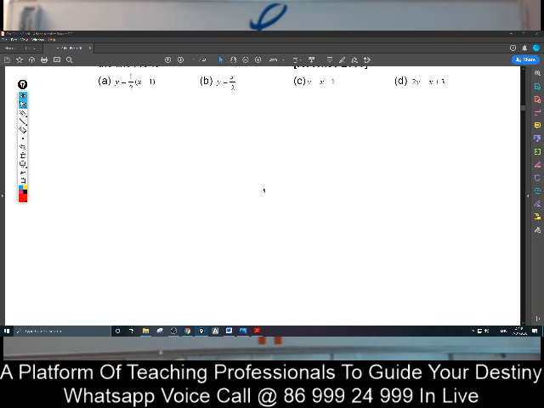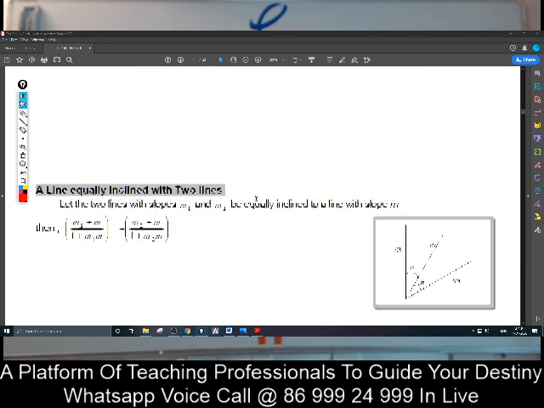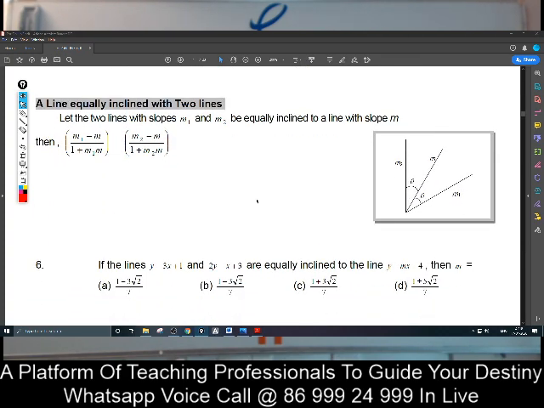Next question. Line equally inclined with two lines. This is also an important concept. Check it here. This is the line. Here the angle is theta. This angle also theta.